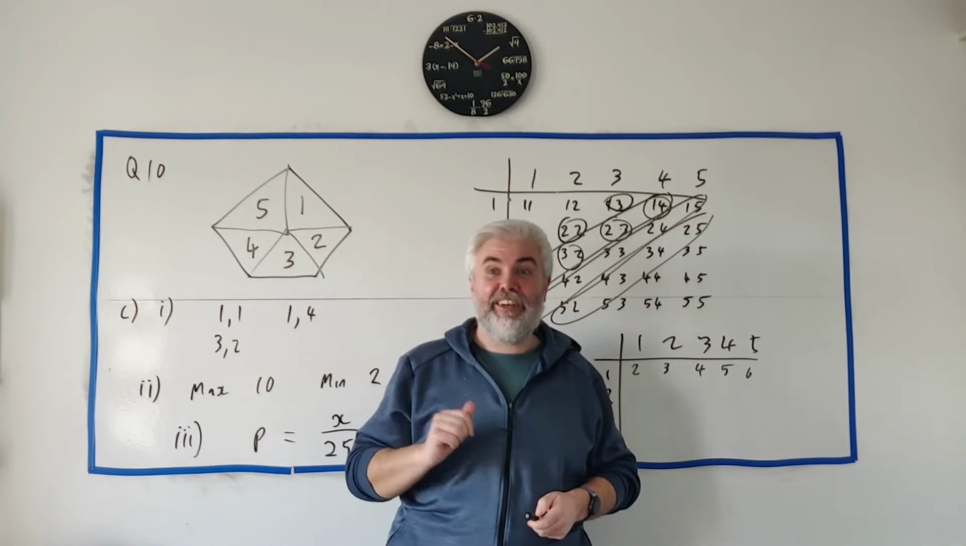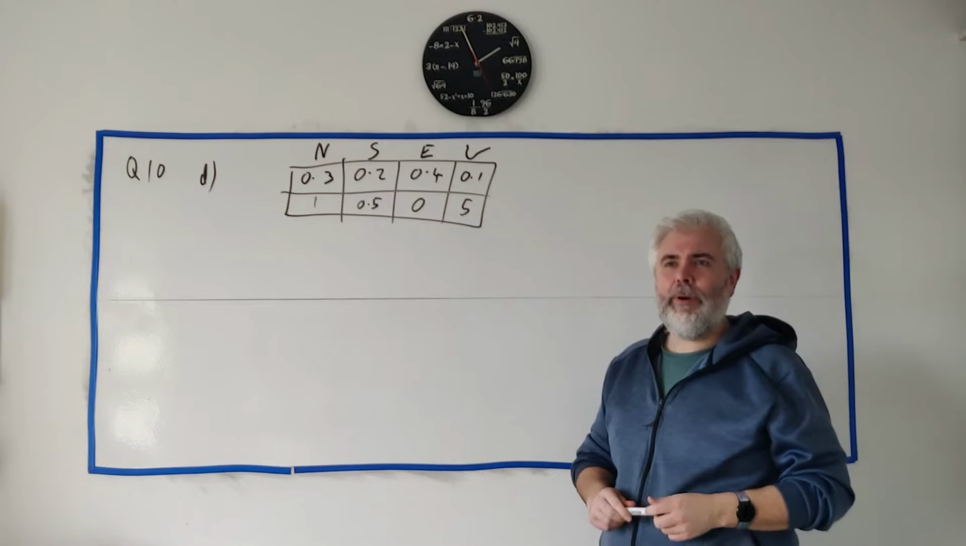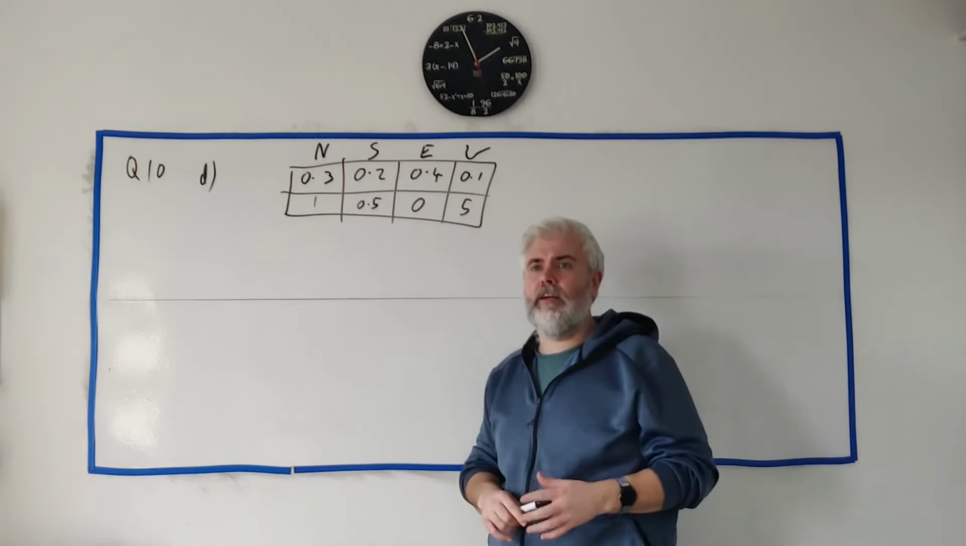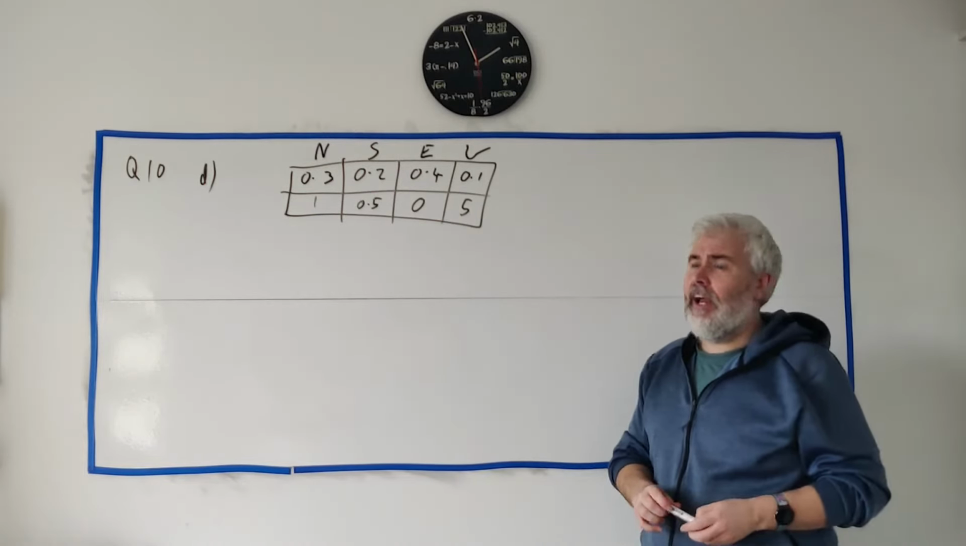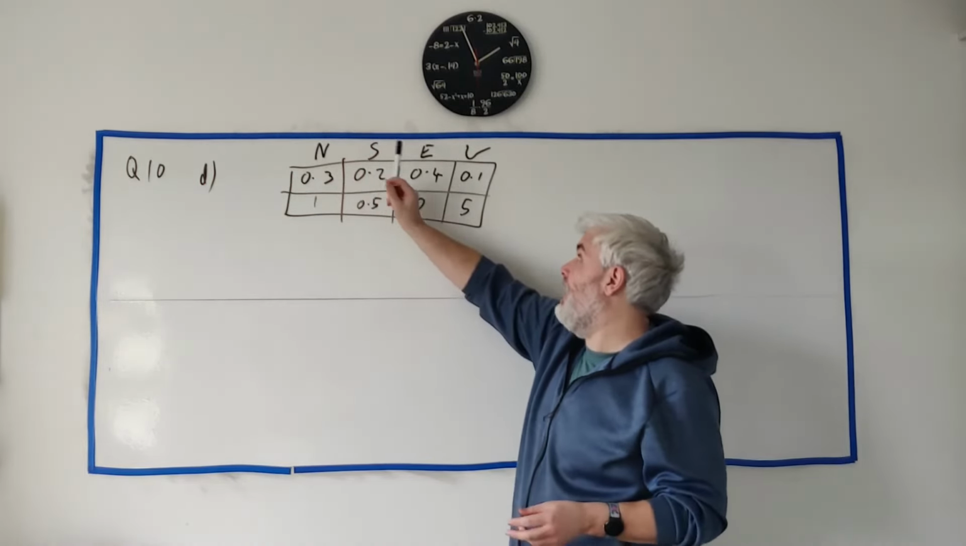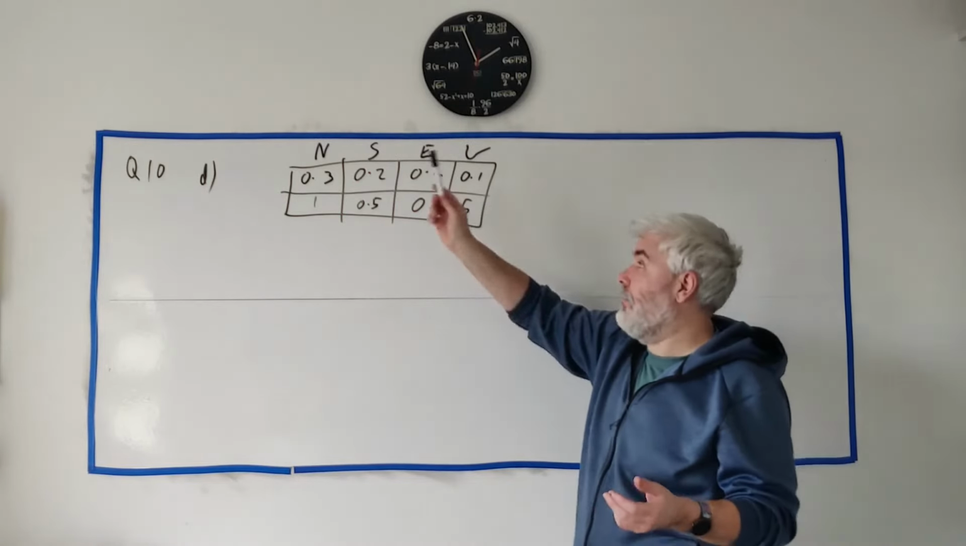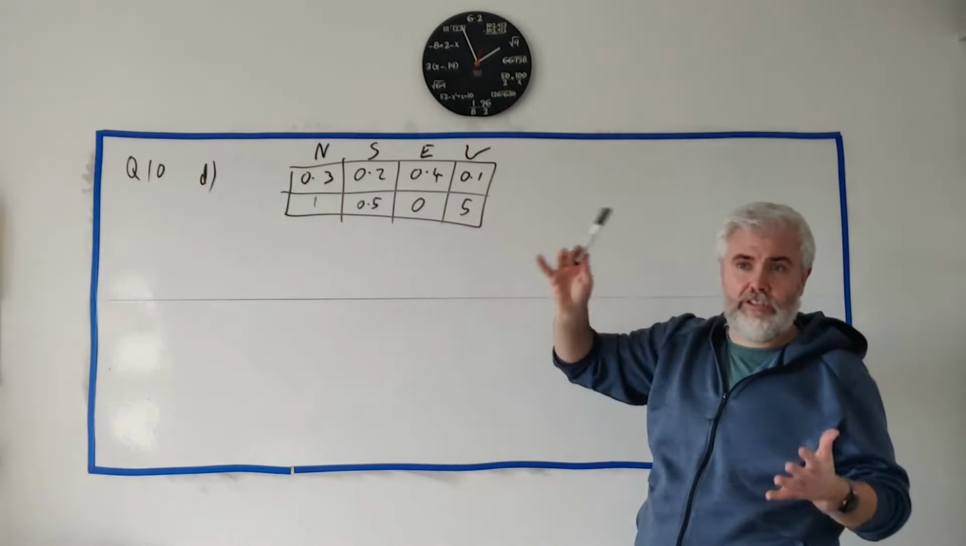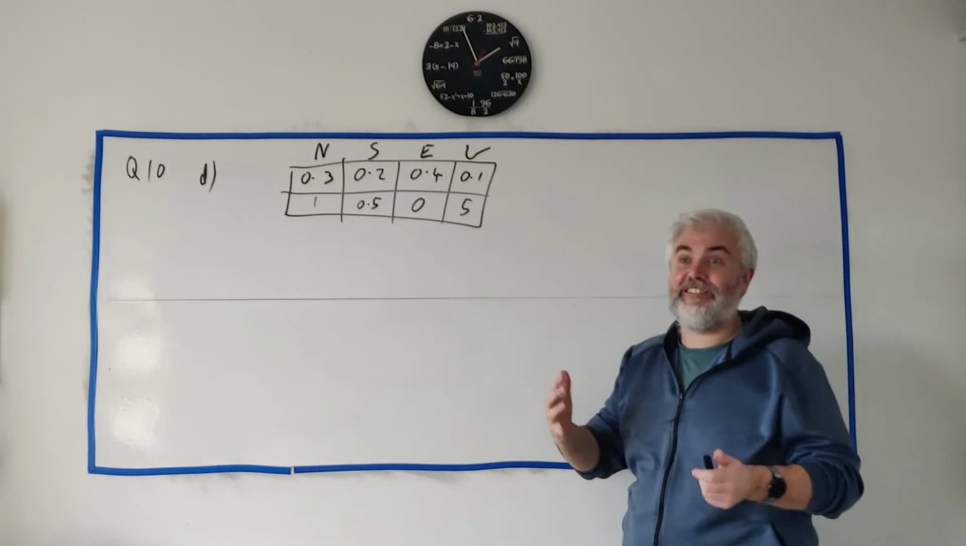Let me clear this off and we'll do part D. So on to part D, we have a whole new game here. They tell us there's a new spinner and the things that can happen are N, S, E and W. Let me just say north, south, east and west, just easier to say.